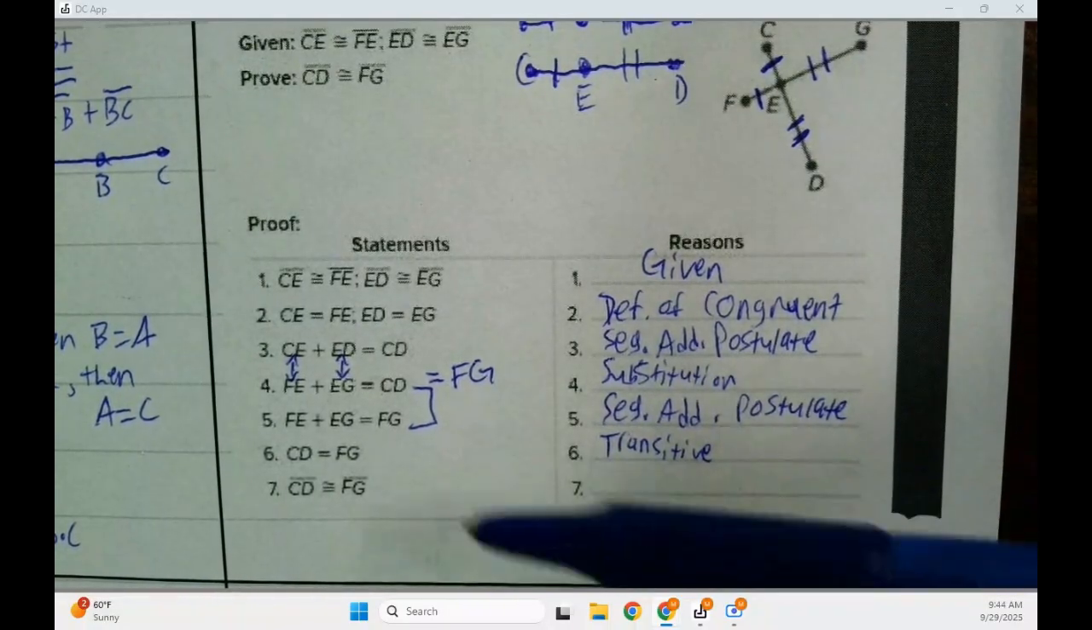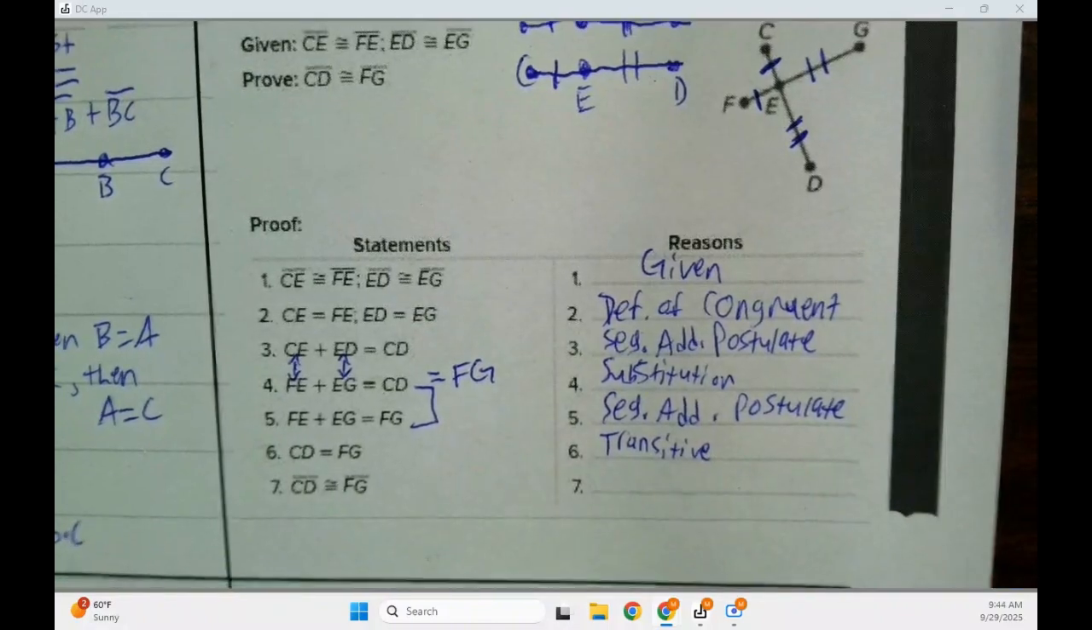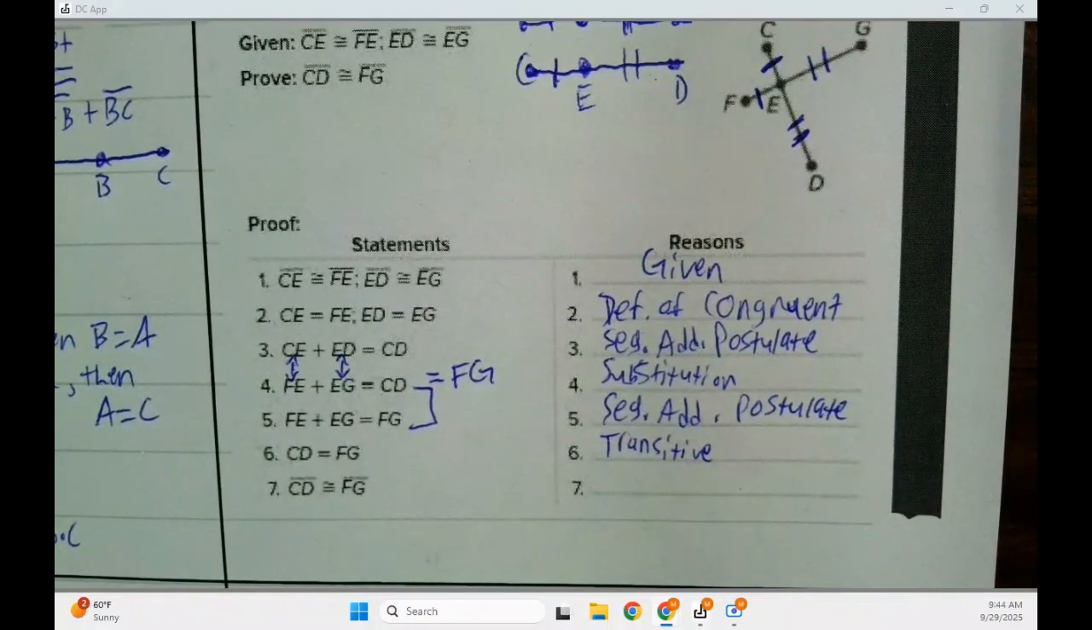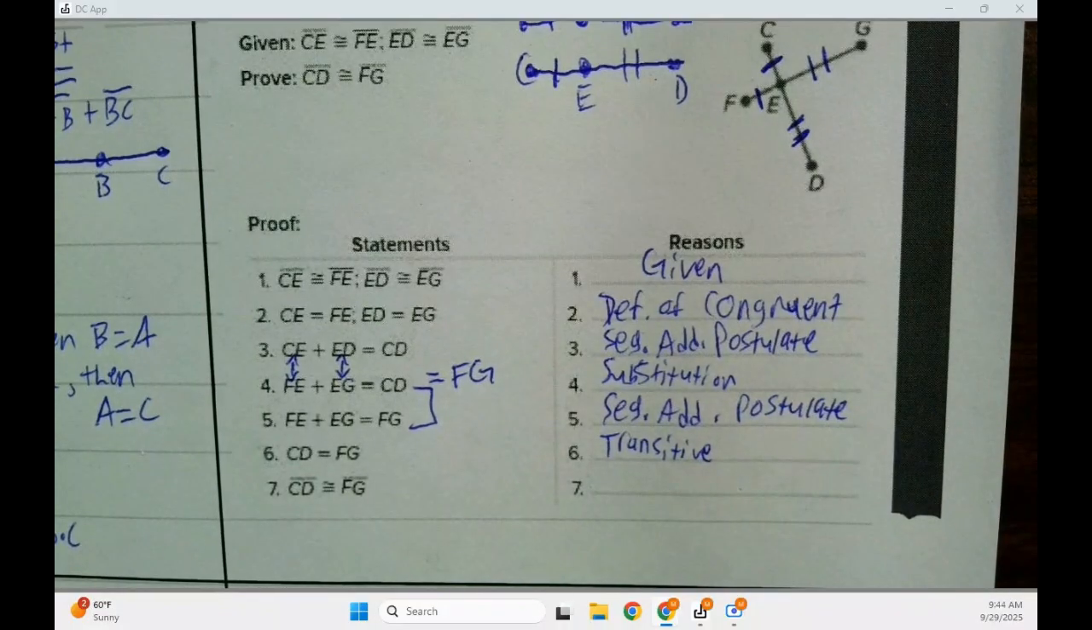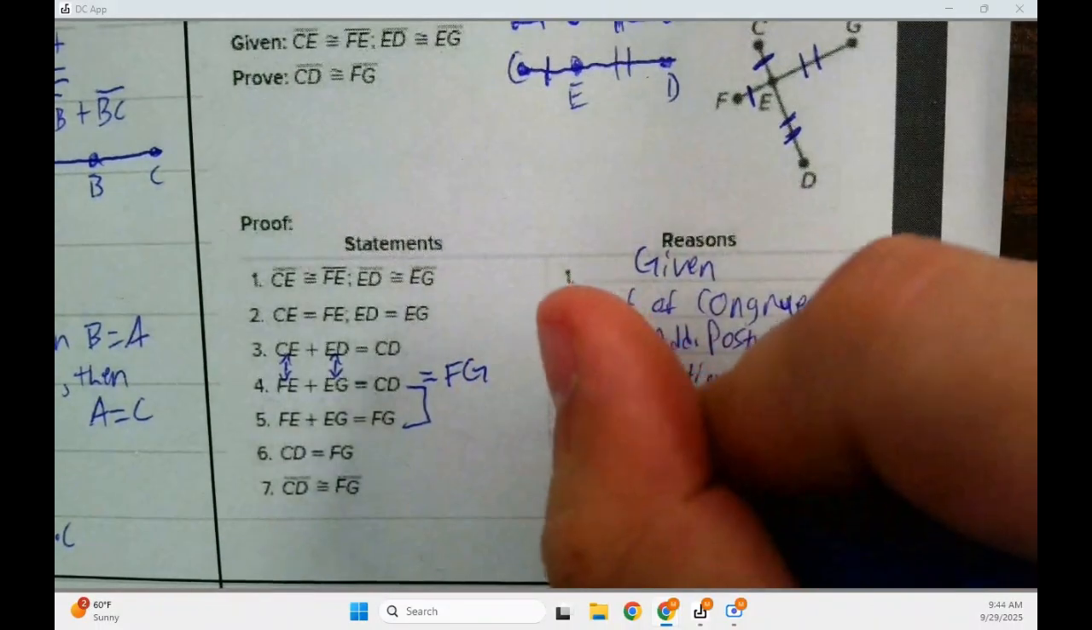And then the last one, what's the difference between number 6 and number 7? One is equal, one's congruent. So what reason can I swap it? You can use the same one more than once. Definition of congruence.